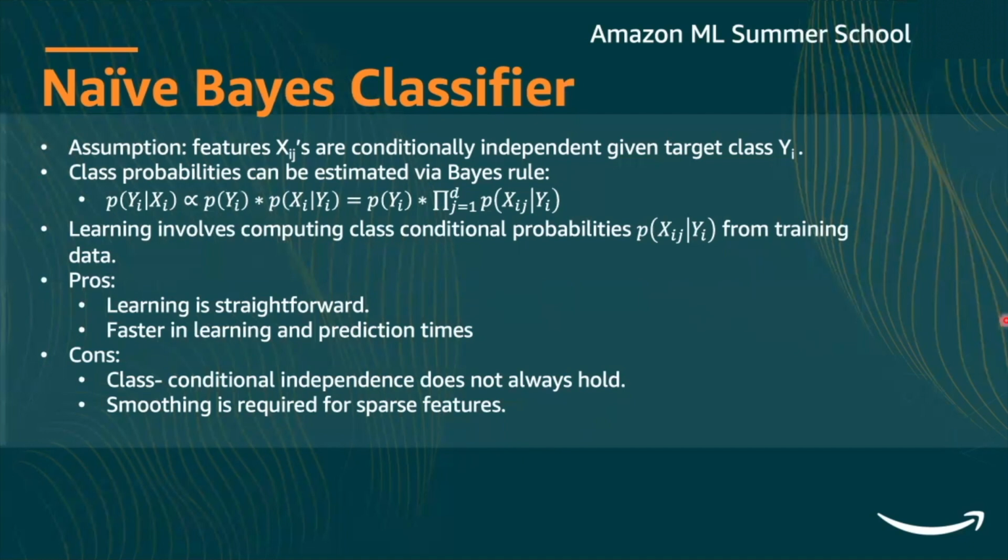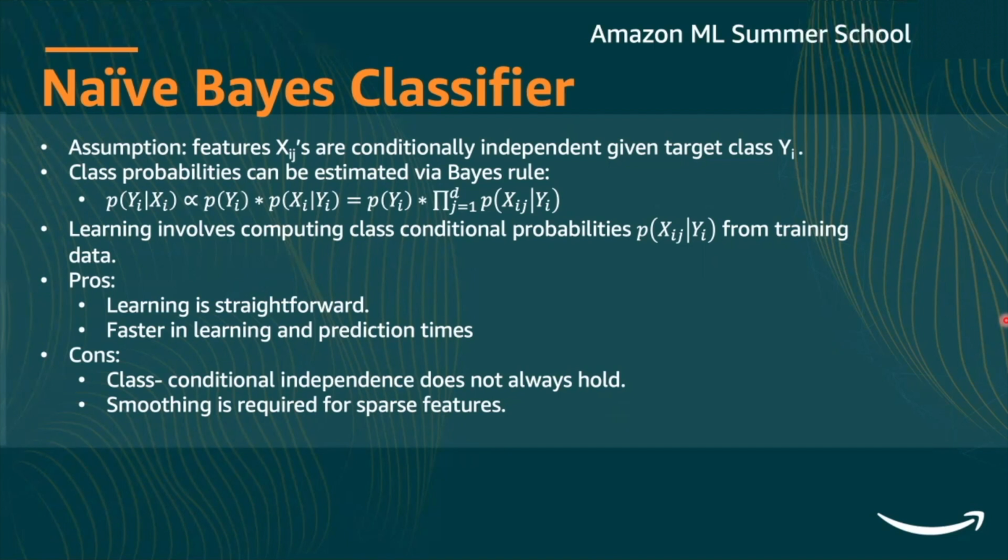Let's take an example. Let's consider a fruit, right? Let's say the fruit is an apple. Now that fruit will be considered as an apple if it is red, it is round, and it's about, let's say, 3 to 4 inches in diameter, right? Now, without knowing that this is an apple, these features might be related, right? But if you know that it is an apple, these features become independent of each other, right? So this is the naive assumption which you're making, right?